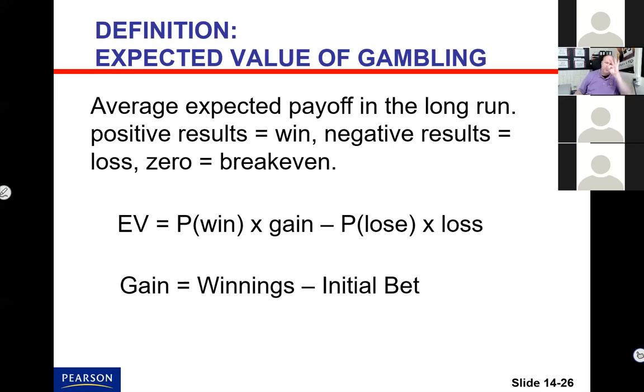And there are three possibilities for expected value. In the long run, if it's positive, that means you win. If it's negative, it means you lose. And if it's zero, it means you break even. Okay, now, does somebody want to take a guess? Las Vegas: positive, negative, or zero?